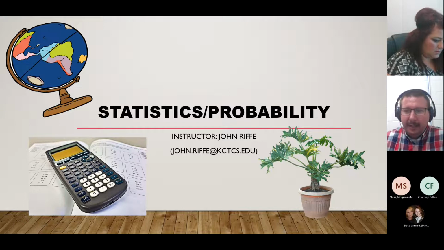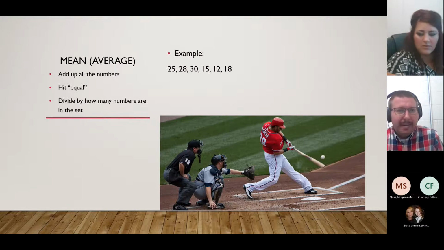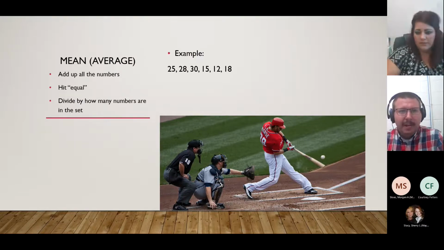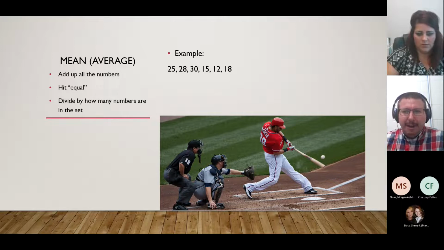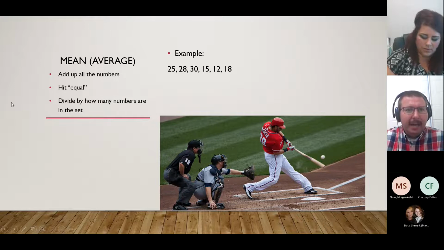So the first thing about statistics is the mean. Sometimes you might hear it called the average. I've got a baseball picture, and I'm not a sports person, but in sports you hear about batting averages. In schools, the teacher sometimes gave you the average of your scores. Well, we're going to find out how we do it. Here's how we do it.